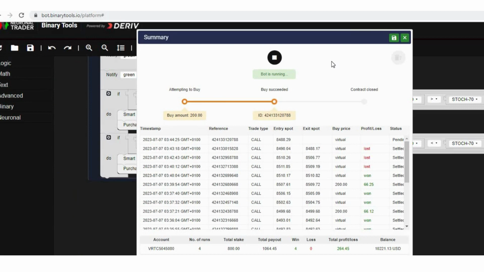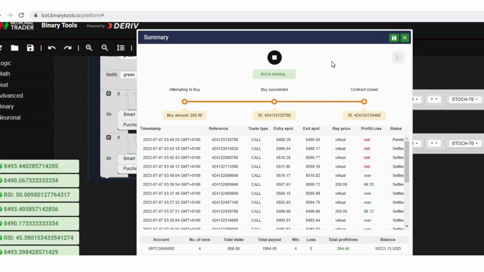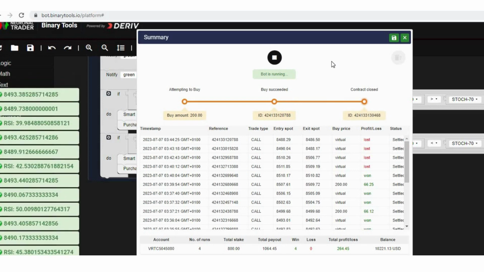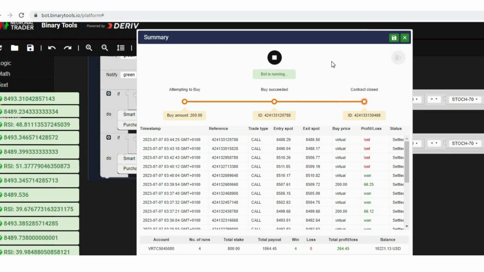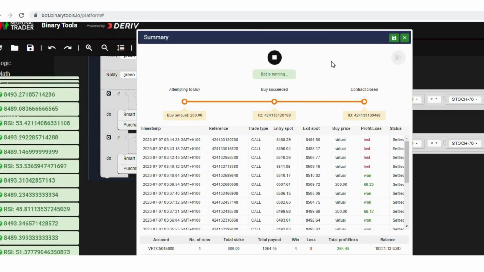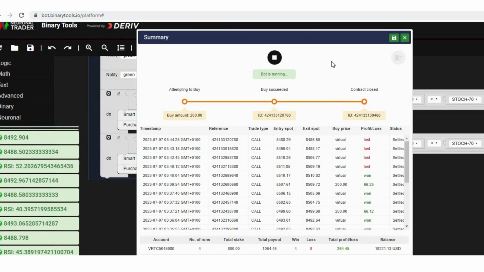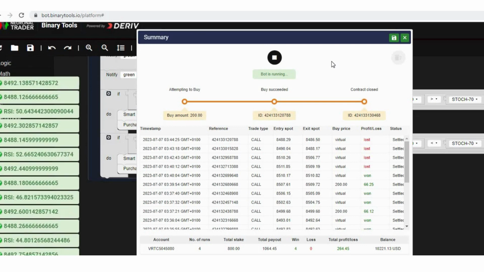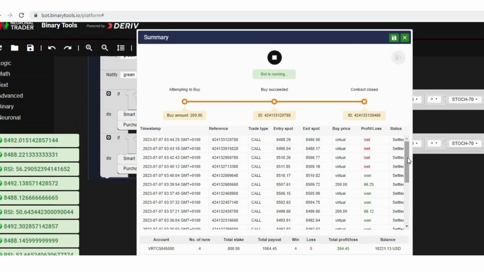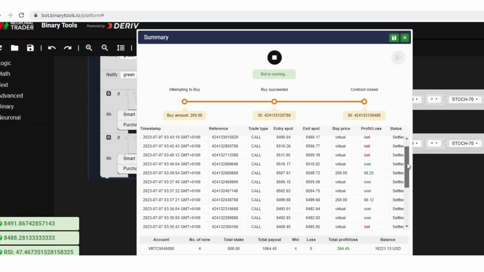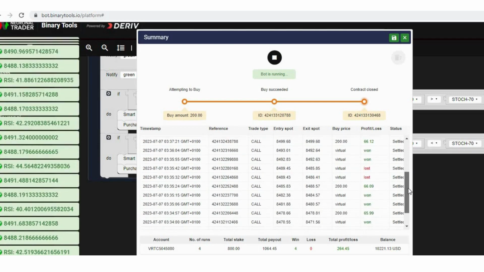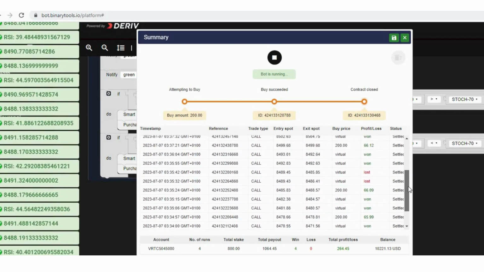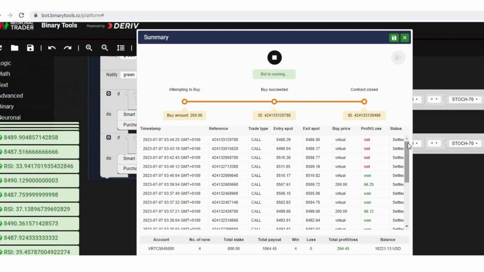Is this going to be a win? Okay, still a loss. So you can imagine if we were trading on our real account and we did not apply the virtual hook, this would have been 4 losses in a row, which would not have been good for our account. That's why we needed to put in the virtual hook. So after 2 wins, we switch on to the real account.